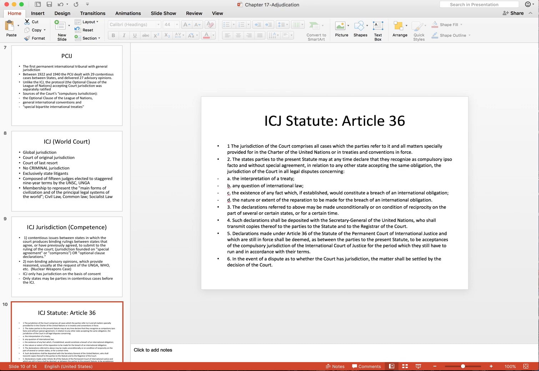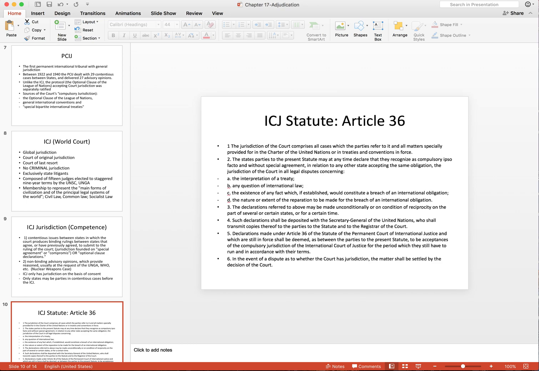The state parties to the present statute, the ICJ statute, may at any time declare that they recognize as compulsory ipso facto and without special agreement, in relation to any other state accepting the same obligation, the jurisdiction of the court in all legal disputes concerning a treaty, a question of international law, and other things. Number 3 says that the declarations referred to above may be made unconditionally or on condition of reciprocity on the part of several or certain states or for a certain time.